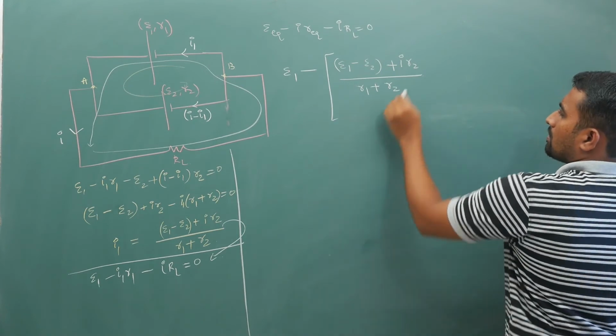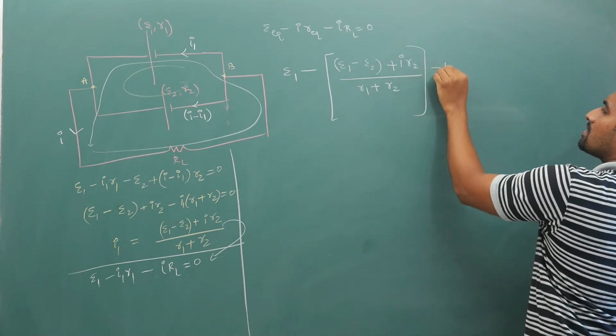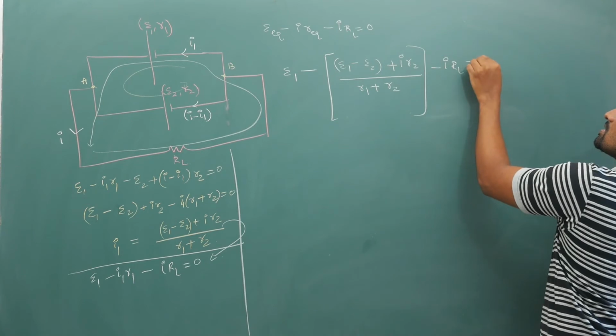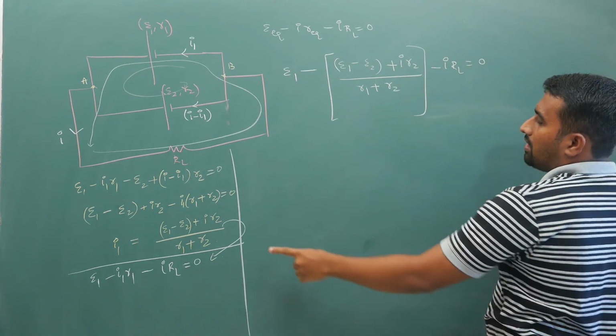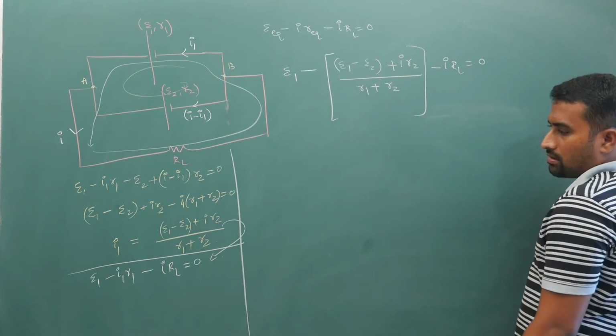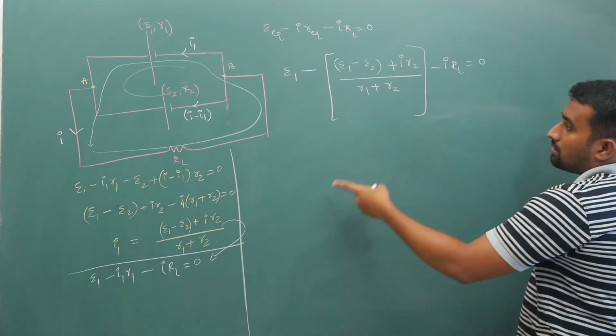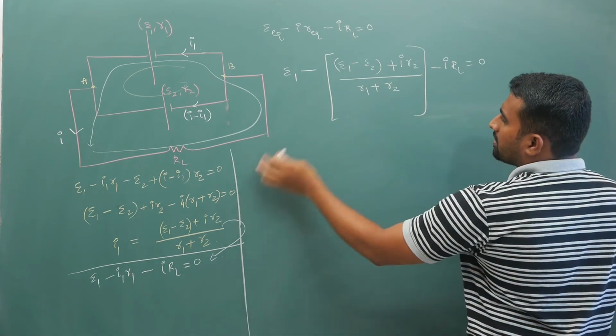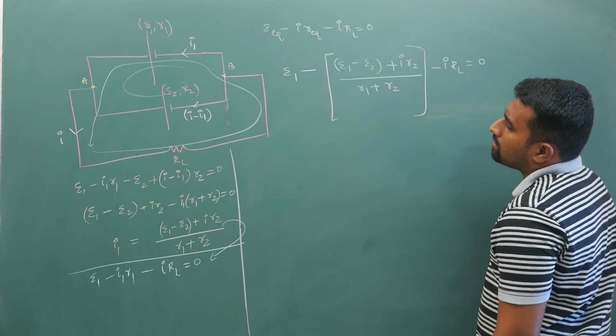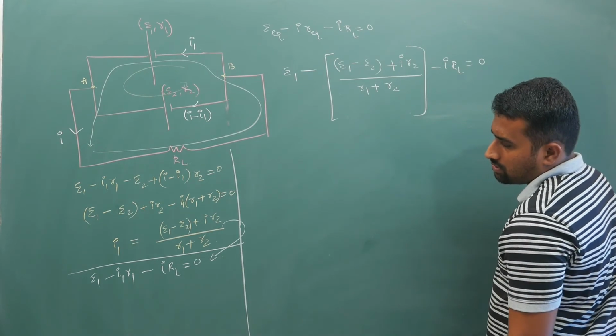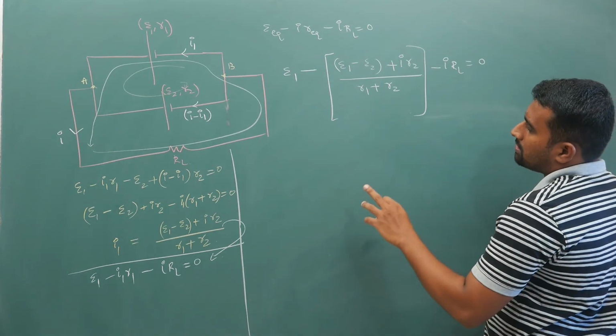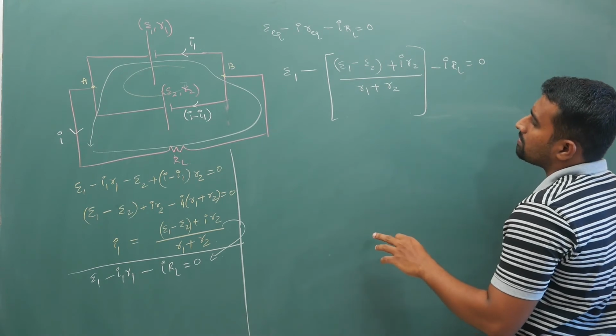Okay, minus I times R load is equal to 0. Okay, so I1, I have put it into this part. So I1 will split, I1 I have put it into this. So I1 will be (E1 minus E2 plus I R2) by (R1 plus R2).